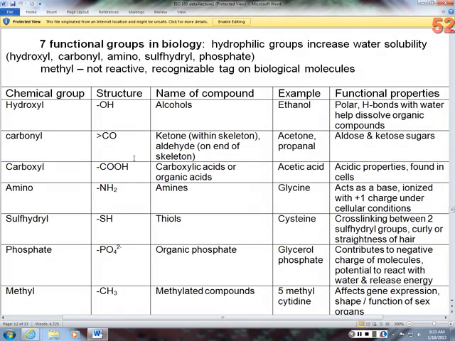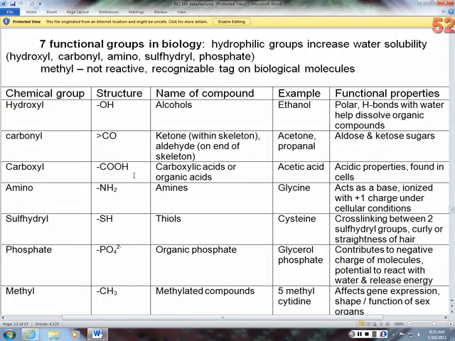So some examples: formaldehyde in there. Ketone would be an example, acetone, and there would be a small one. So that's where that -one ending comes from on those. So a lot of these are going to be your aldose and ketose sugars in biology.